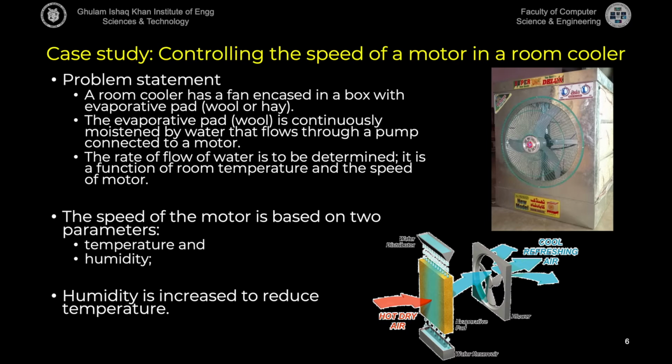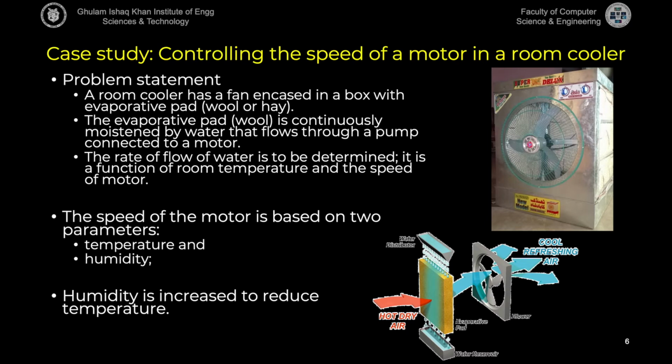So there are two things here. The rate of flow of water, which is basically your output. We want to determine the rate of flow of water, and it is a function of room temperature and the speed of the fan. The more the speed of the fan, of course, the cooler the temperature will become, and similarly the room temperature is another thing. You want to lower it as much as possible. The speed of the motor, on the other hand, is based on 2 parameters: temperature and humidity. Humidity is directly related to temperature, as humidity is increased to reduce temperature, and vice versa, the temperature can be increased by decreasing the humidity. So temperature and humidity are the same factors, but the speed of the fan and the room temperature itself are 2 different parameters. These are the input parameters, and the rate of flow of water is the output parameter.